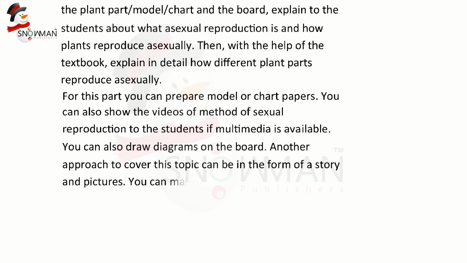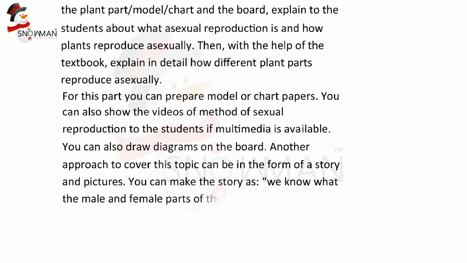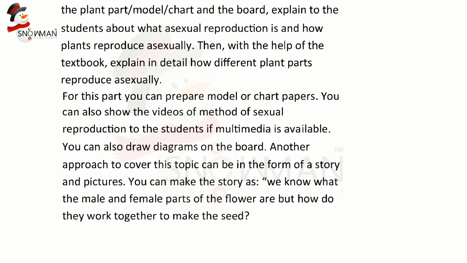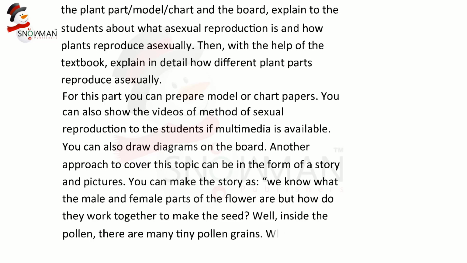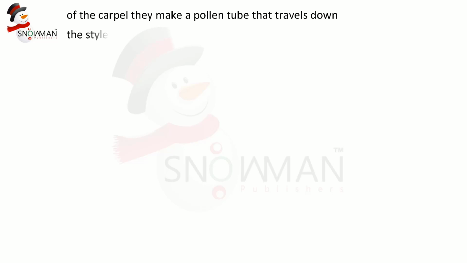You can make a story as, we know what the male and female parts of the flower are, but how do they work together to make the seed? Well, inside the pollen, there are many tiny pollen grains. When, as a result of pollination, the pollen grains land on the stigma of the carpel, they make a pollen tube that travels down the style and into the ovary.